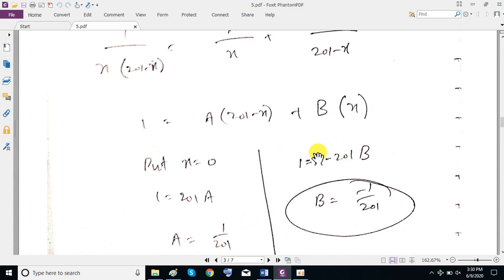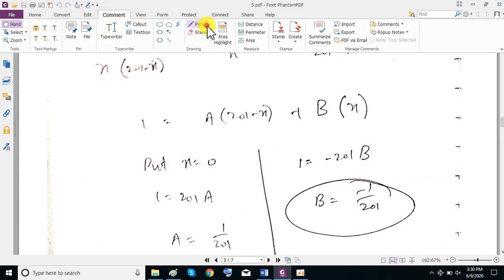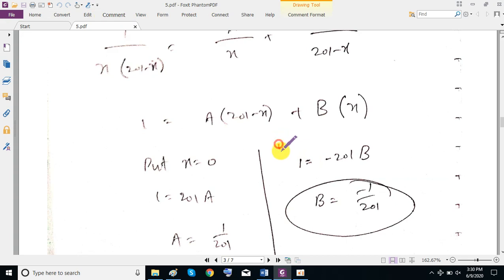And in the other case, if we put, we have not written it here, I will write it here. If we put 201 minus x is equal to 0.